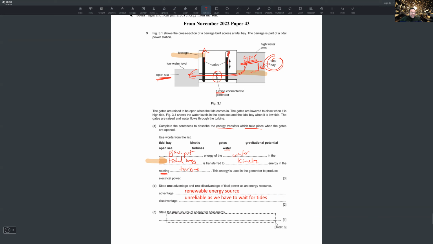Finally, state the main source of energy for tidal energy. Yeah, what's the main source of energy? It's the moon. Exactly. So put this question as a trick. Is it the sun or not the sun? Okay, it's not the sun, so what is it? The moon.